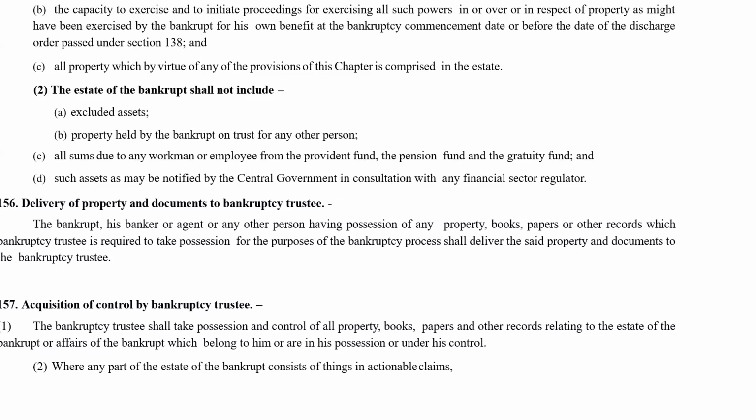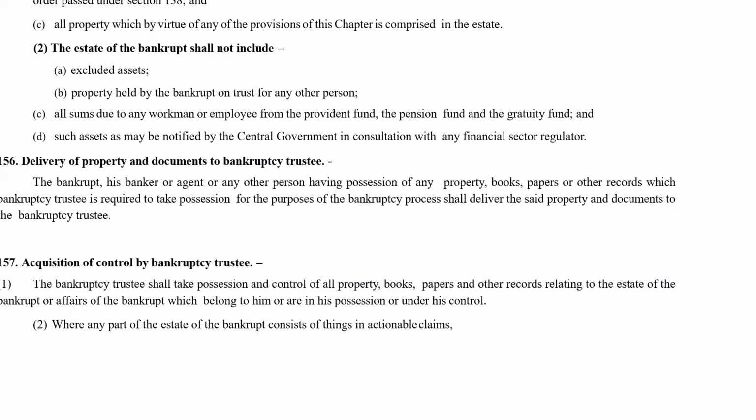156. Delivery of property and documents to bankruptcy trustee. The bankrupt, his banker or agent. This very important section 156. So this is something similar to custody and control. Here he is delivering the property and documents. The bankrupt, his banker or agent or any other person having possession of any property, books, papers or other records which bankruptcy trustee is required to take possession for the purpose of the bankruptcy process shall deliver the said property and documents to the bankruptcy trustee. The definition of property we have already seen in section 3, subsection 27, I think.